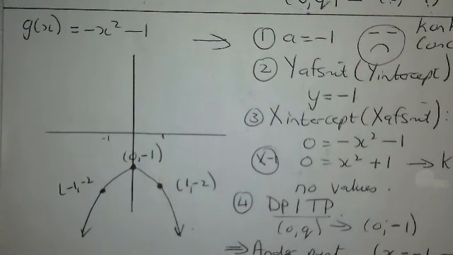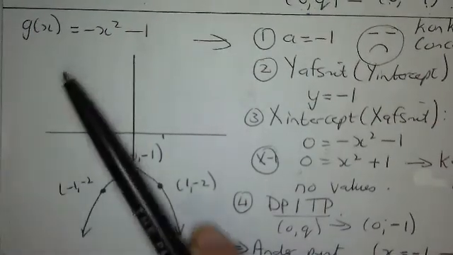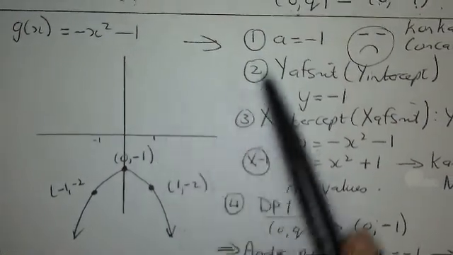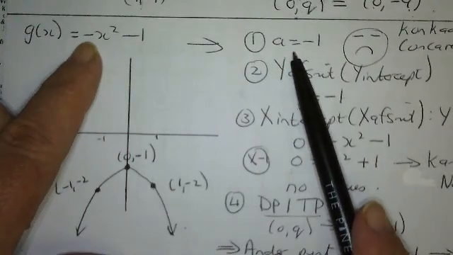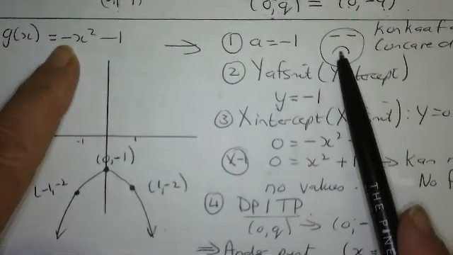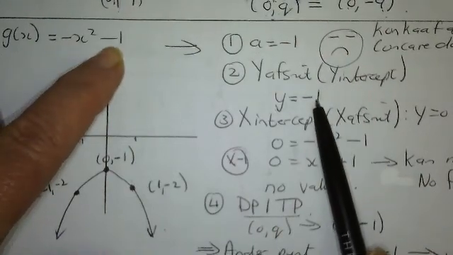Good morning, grade 10s. Let's discuss exercise 2 of the notes on the parabola. If you must sketch negative x squared minus 1 without the table, the first step is to get the a value. A is then negative, showing the shape is concave down, a sad face. The y-intercept will be the q value, so it's negative 1.